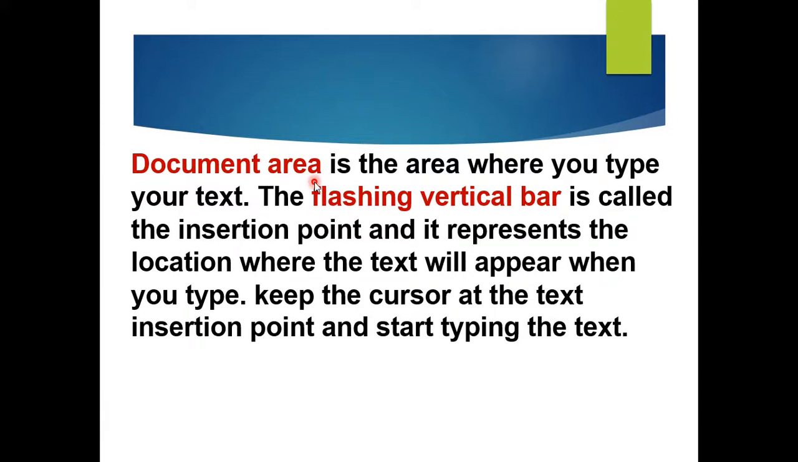The document area you have seen on the MS Word screen itself. It is the area where you type your text. There will be a flashing or blinking vertical bar, which is called the insertion point, and it represents the location where the text will appear when you type. So keep the cursor at the text insertion point and start typing the text.